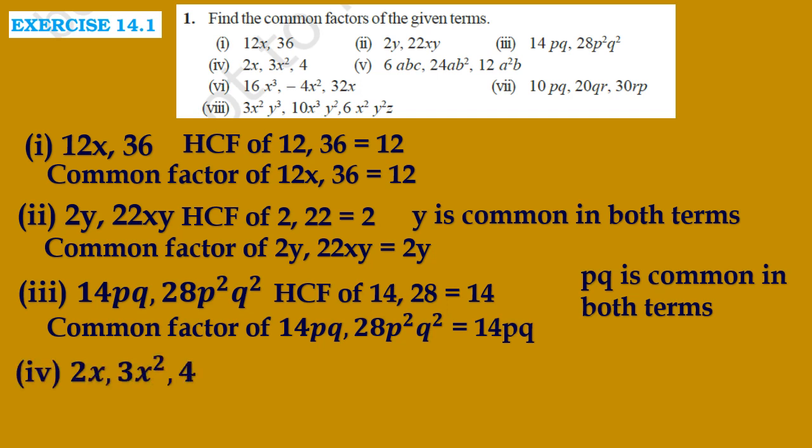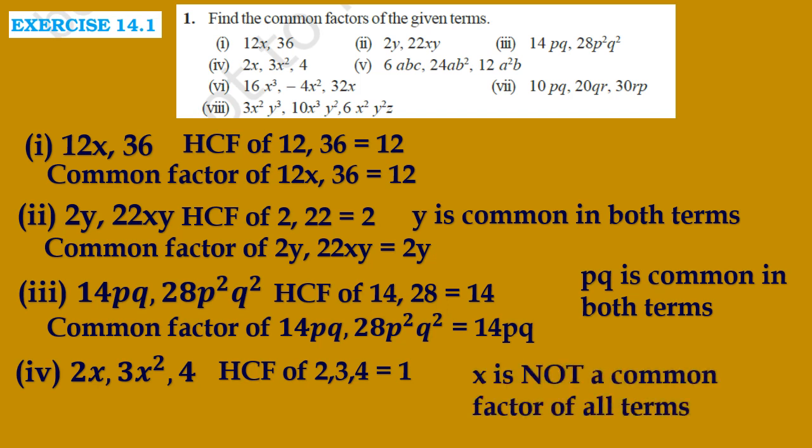Question number 4, 2x, 3x square, 4. What is the HCF of 2, 3, 4? They are consecutive numbers. So no common factor. So HCF is 1. And variable x is only in 2 terms. So x is not a common factor. So what is the common factor? 1. Common factor of these 3 terms is 1. Now let us move on to question number 5.